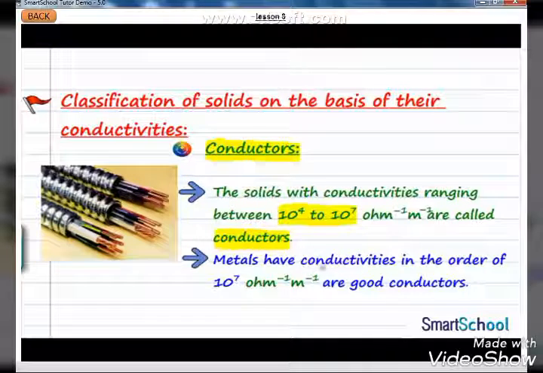Metals are conductors, and they have conductivities in the order of 10 to the power 7 ohm minus 1 meter minus 1. And metals are good conductors because they have high values of conductivities.